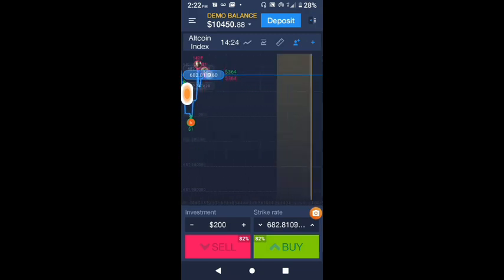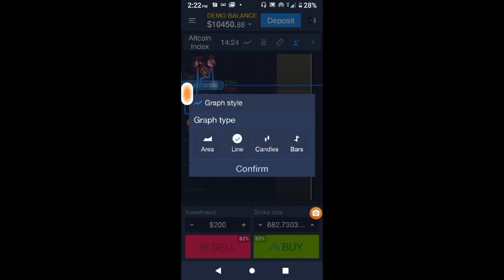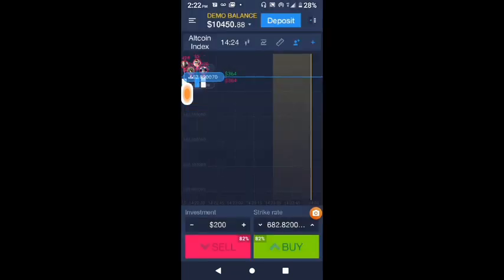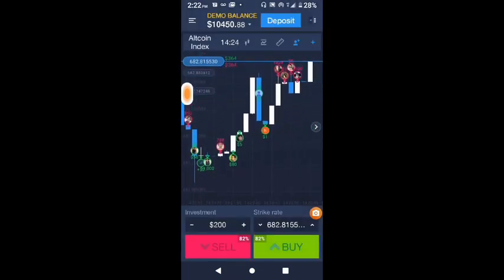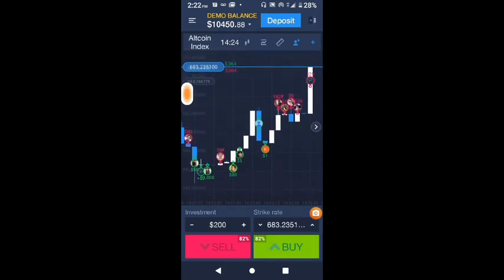I'm going to show you a couple of them. Alright, so this is your first indicator. You can do graph styles, which would be your area graph, your line graph, or your candles. If I press candles, you see everything will change into a candle looking form. You can read those differently, but you have to read up on how to read a candle graph.